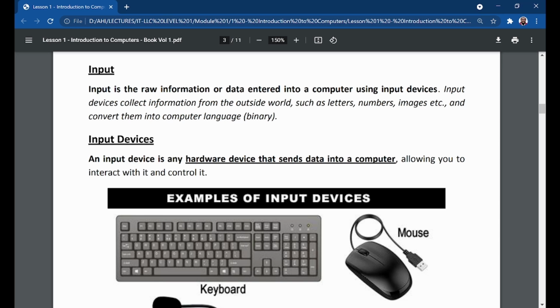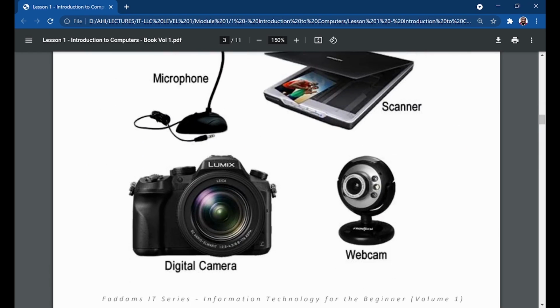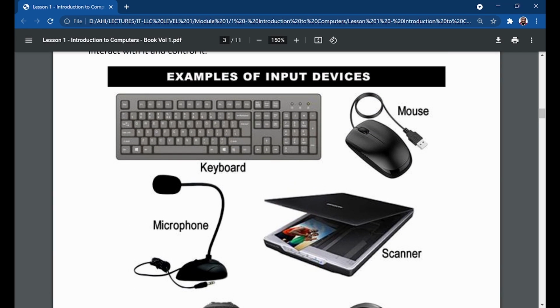Input devices. An input device is any hardware device that sends data or information into a computer, allowing you to interact with it and control it. So the only way we can talk to computers, instruct computers, tell computers what to do, take control over computers is through input. And there are several input devices. These are just a few. These input devices, they give humans control.